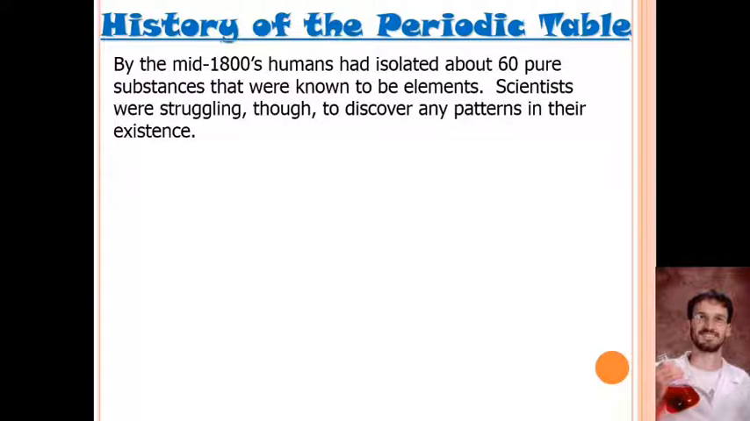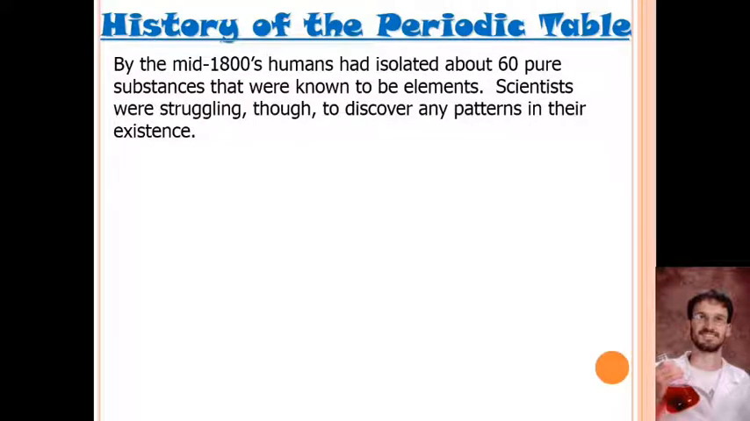So we kind of knew that there were these substances on Earth that seemed to be the most basic things that were around. And if you took more complicated things and kind of broke them down, we would end up with these basic structures. And scientists knew about 60 of them. Nowadays there's a bunch. We're up over like 100. But back then, we only knew about 60 of them.